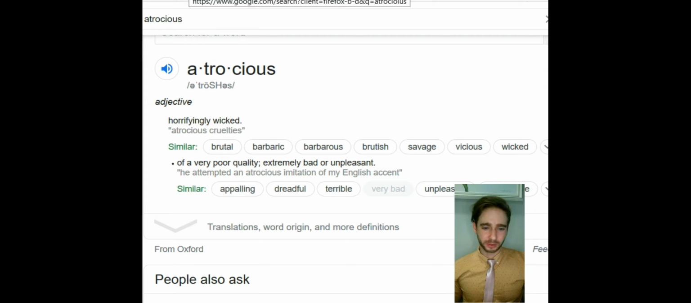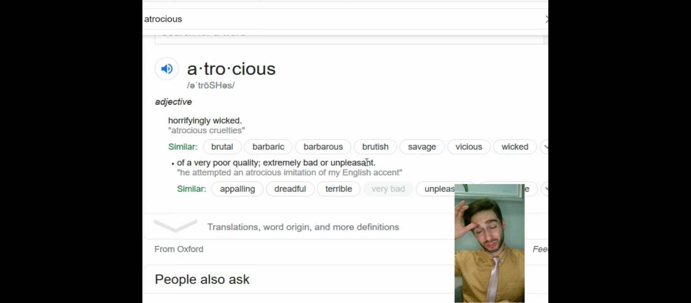Another descriptive word that we can use for describing that disgusting looking house is atrocious. Atrocious in this case is an adjective, and it is horrifically wicked, and we can also say it is of a very poor quality, extremely bad or unpleasant. That is atrocious.